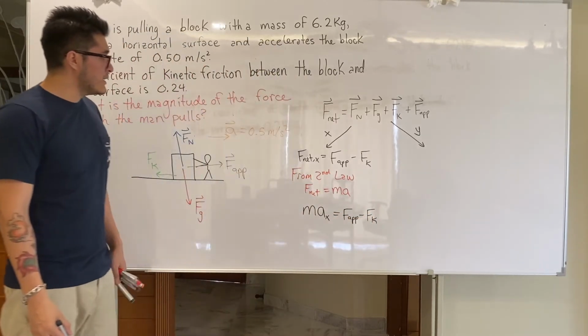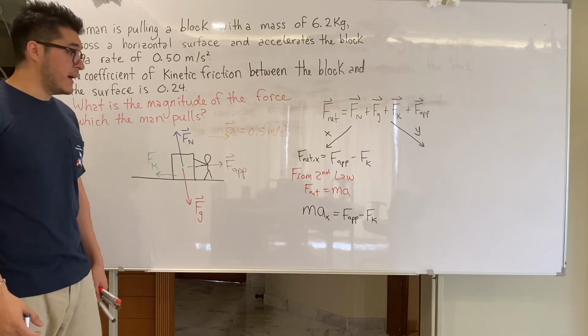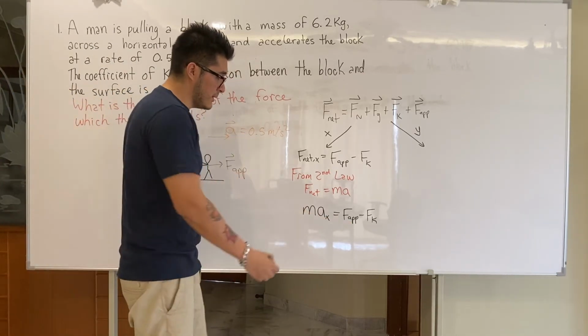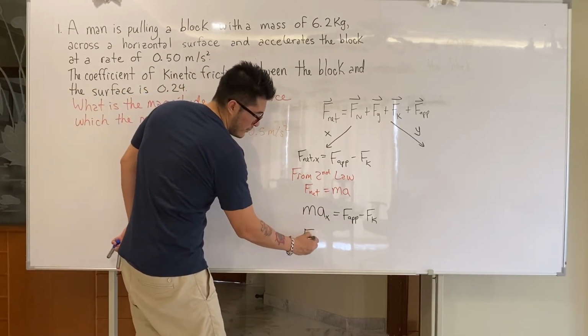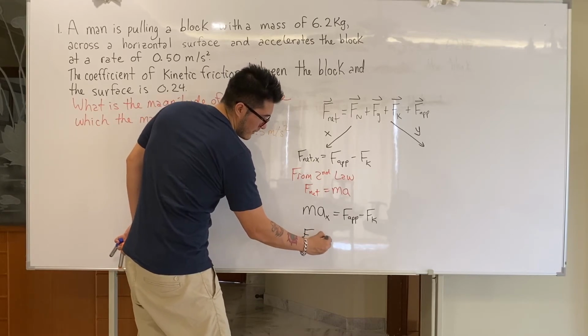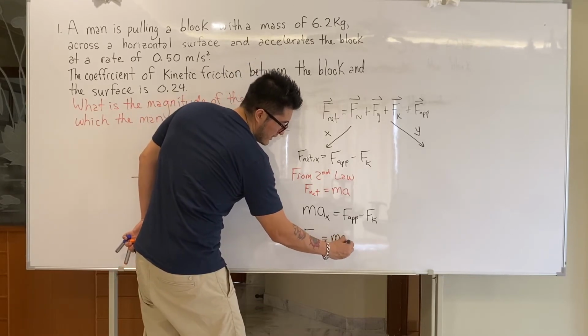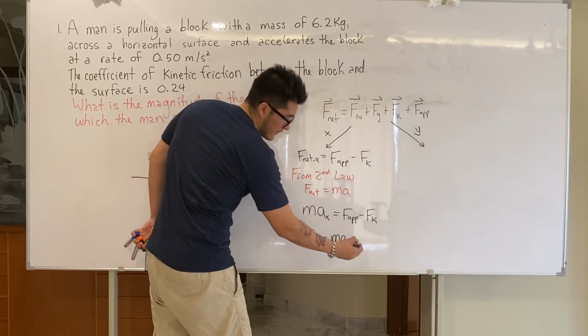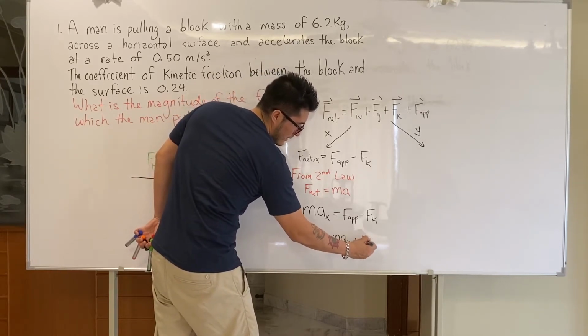And since the question is asking us to find the applied force, all we need to do is just isolate for the applied force from this equation. So our applied force equals mass times acceleration along the x plus kinetic friction.